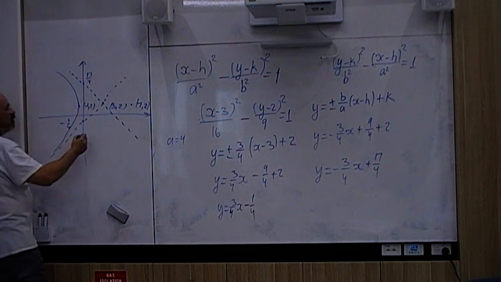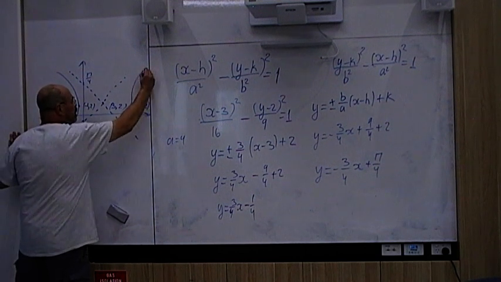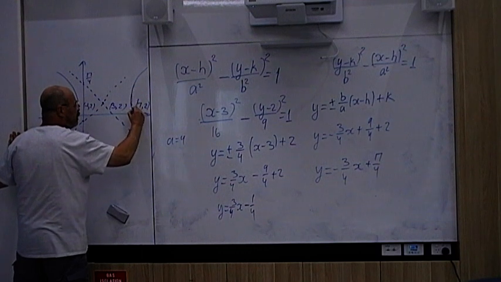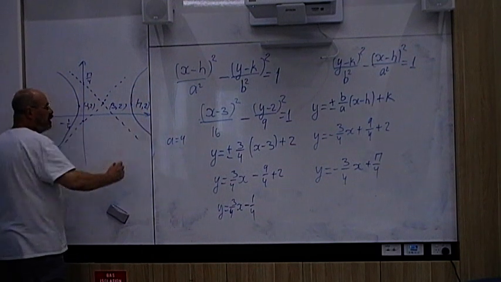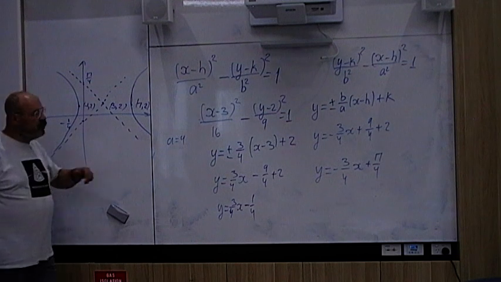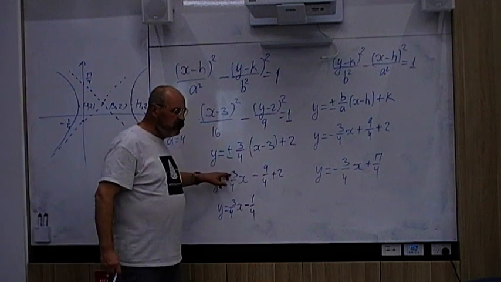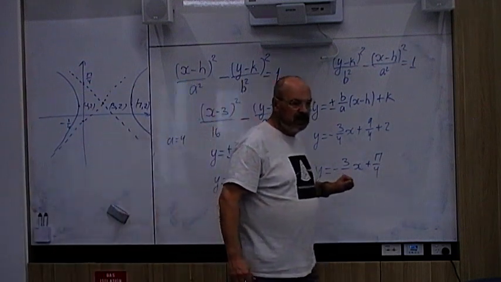We can also find the x-intercepts. Does b actually represent anything in this case? No, b is used only for the equations of the asymptotes.